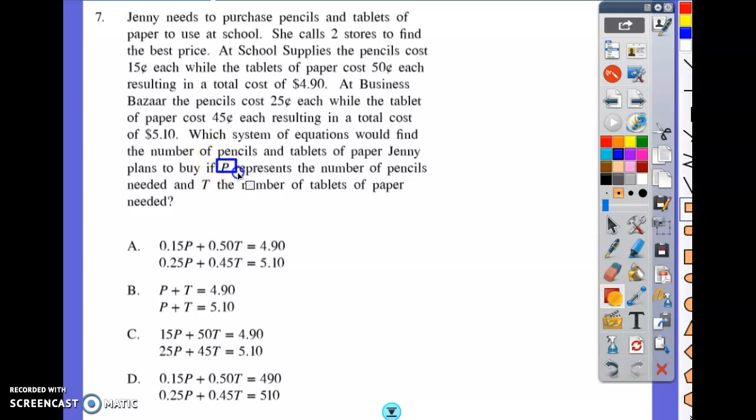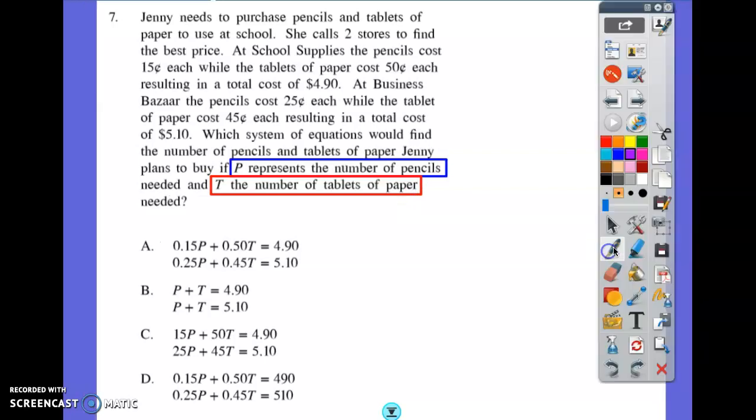P represents the number of pencils. And T, so we're going to be using these two letters, represents the tablets of paper. Okay, so let's keep reading.